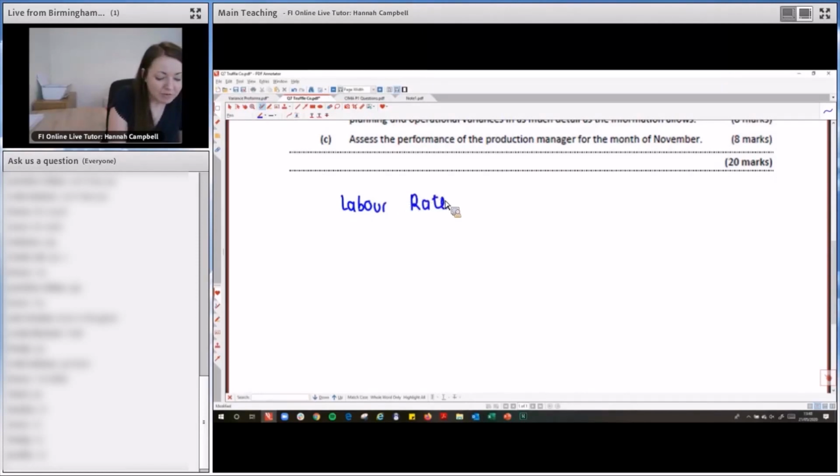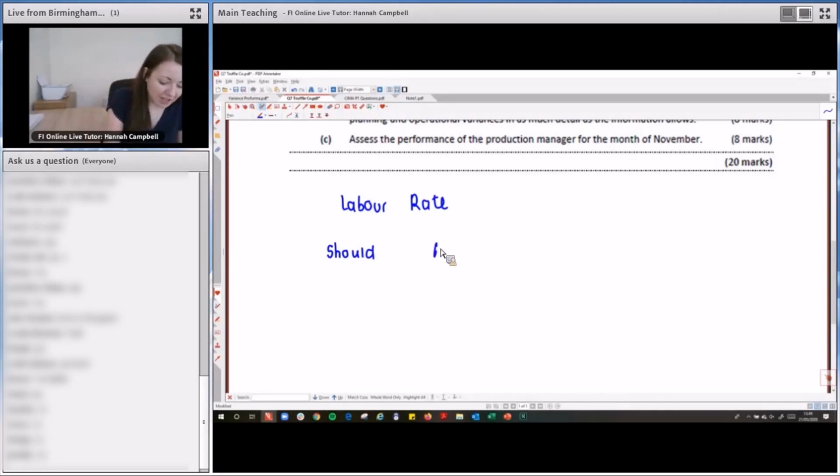Now our labour rate variance, what we're looking at is for the hours that we actually worked, what should we have paid those staff and what did we pay those staff. So if we're looking at labour rates, it's the rate that is changing, which is always per hour, so it needs to be multiplied by a number of hours. So remember, the word should means standard.